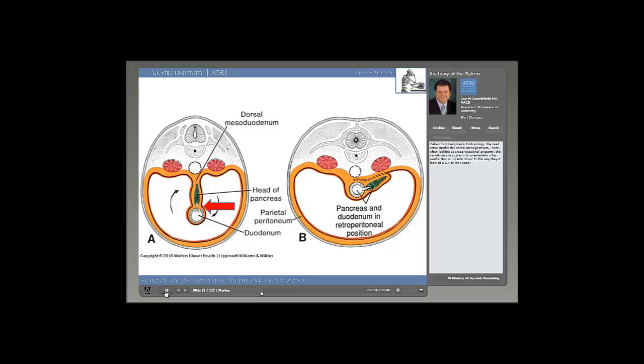In this image, we're actually looking at the posterior duodenum and the retroperitoneum near the head of the pancreas. As the dorsal mesogastrium begins to rotate, the pancreas and duodenum will become retroperitoneal structures. It's in this area of the dorsal mesogastrium that the parenchyma of the spleen begins to form.